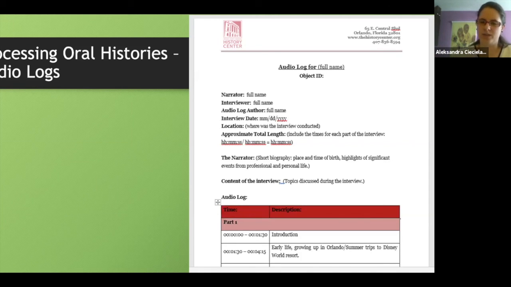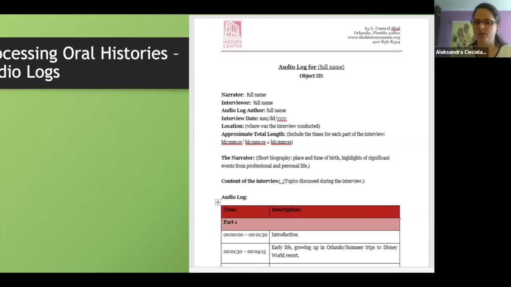As I said, it could be a separate presentation, what kind of information you should include, what you should leave out. This is the format that we chose. As you can see, there's growing up in Orlando / summer trips to Disney World Resort. So summer trips is kind of a subtopic to growing up in Orlando. This is the way we do it. You can come up with your own idea, but this is just a general form of how we process the entire interview.